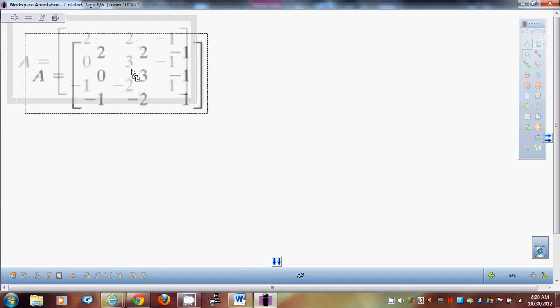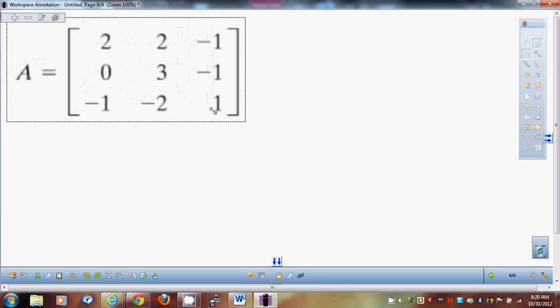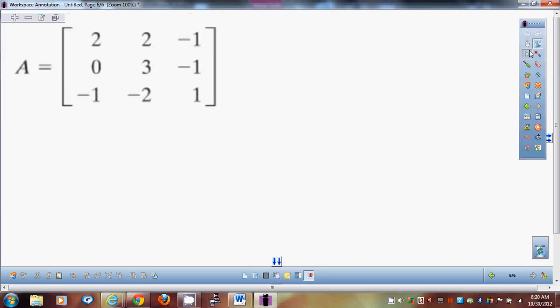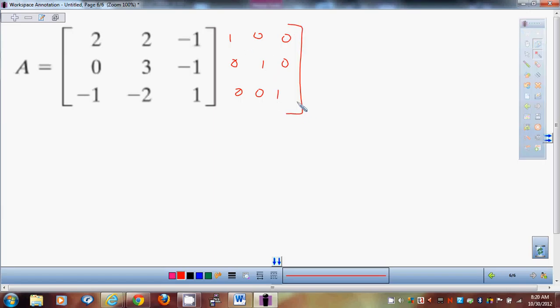Alright. 3 by 3, finding the inverse. Who can tell me how you start out finding an inverse? Yes, sir. Exactly. Set it up with the identity on the other side. Very good. Now from here you can do any steps you want.